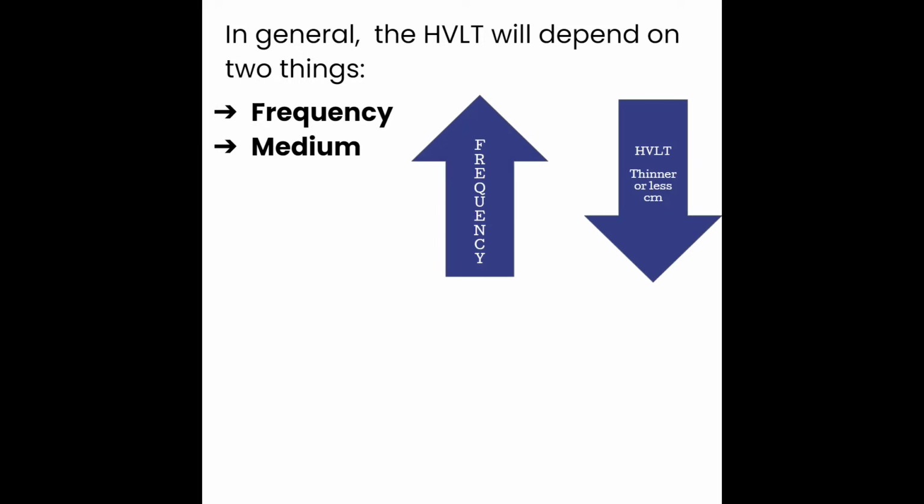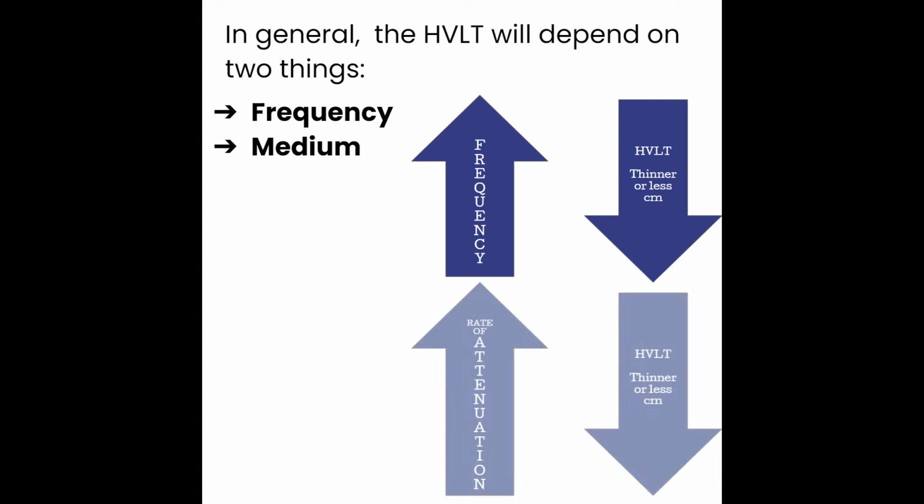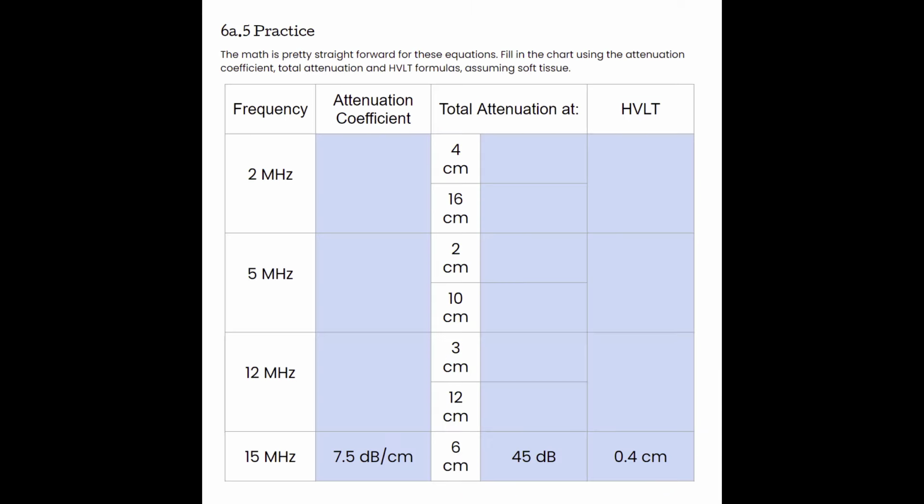When the frequency increases, we will see that the half value layer thickness is going to become thinner or have a lower numerical value. When a medium's attenuation rate increases, that is also going to cause the half value layer thickness to become thinner or decrease in numerical value. So we can say that both frequency and the attenuation rate of a medium are inversely related to the half value layer thickness. The math is relatively straightforward for all 3 of these equations.